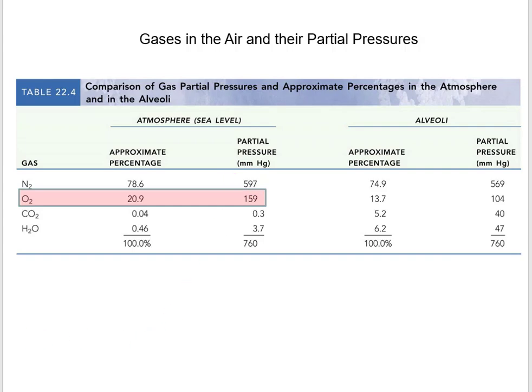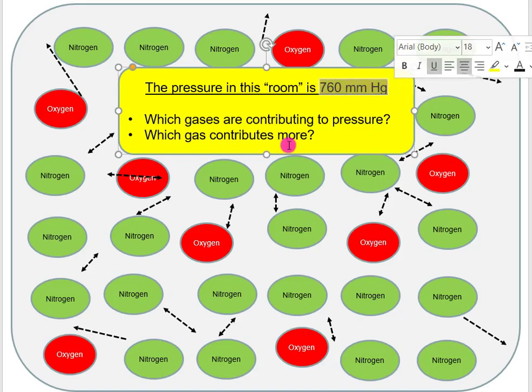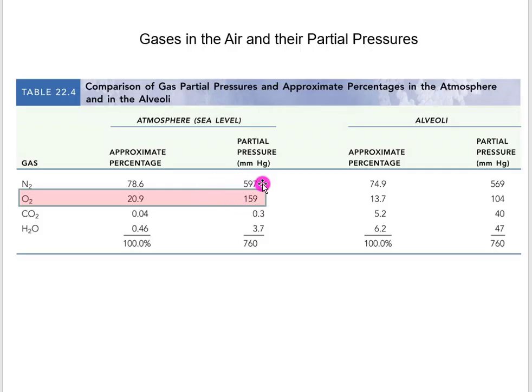To say it differently, nitrogen's contribution to the total atmospheric pressure is about 78.6% of 760. This is the given. This is what people have told us. Non-A&P people have told us that atmospheric pressure is 760. If that's the case, then if you just do the math, that's about 597 millimeters of mercury. All right, great. There's nitrogen.